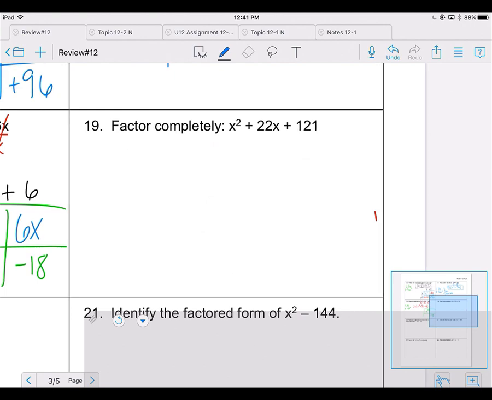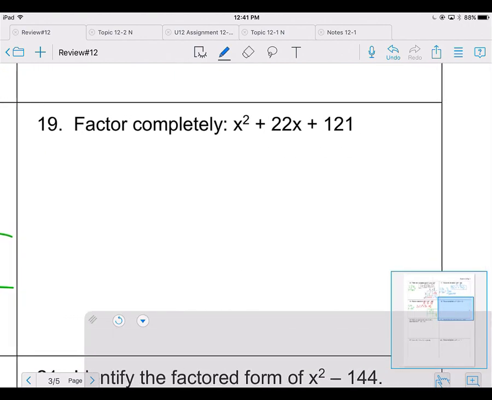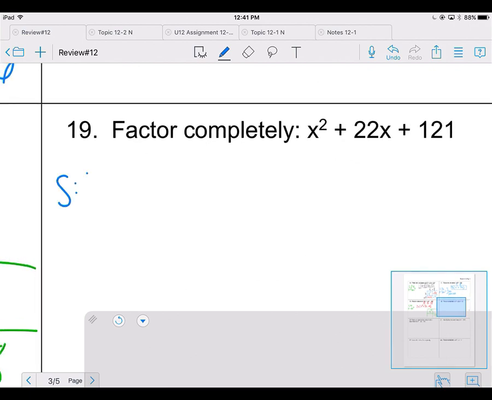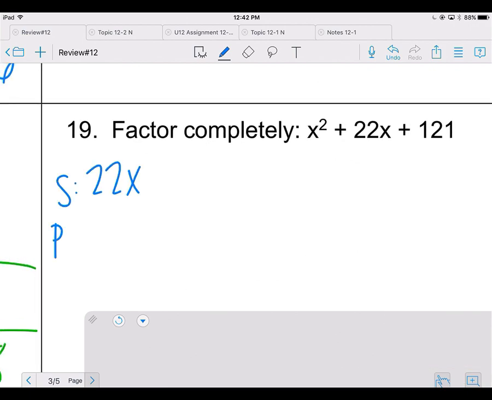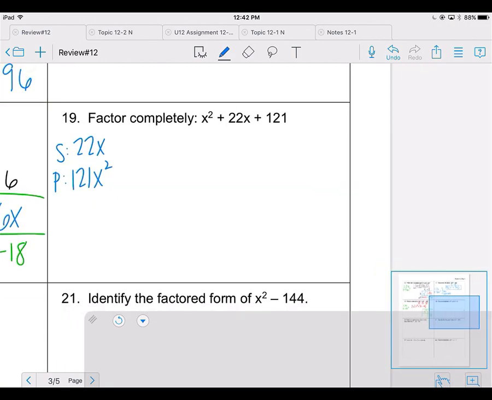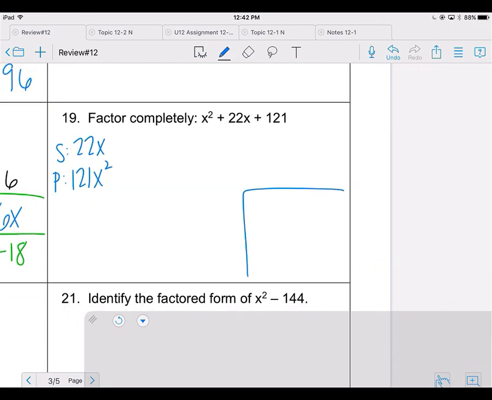Problem 19 asks me to factor completely. Looking at these, we don't have a GCF, so we're looking for two numbers that will add to 22x and multiply to 121x squared. Start my box. x squared, and 121.